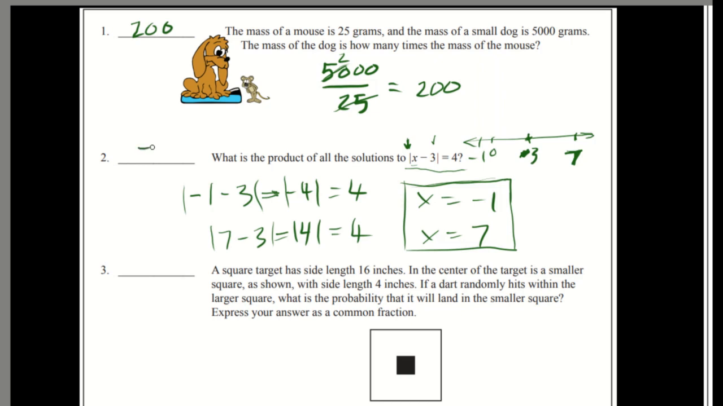Negative 7. Negative 7, because they want the product, which means you multiply the two together. All right, cool. Let's see. I think I know how to scroll here. Oh, not like that. Let's see.